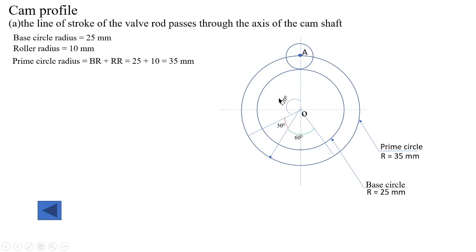So why are we making 6 equal parts? In the displacement diagram, this outstroke and return stroke are divided into 6 equal parts, right?